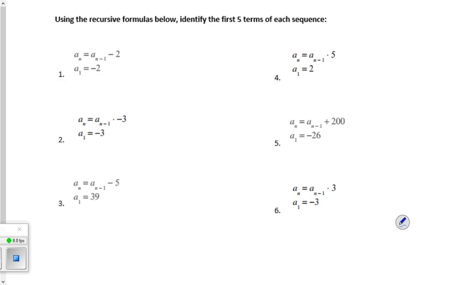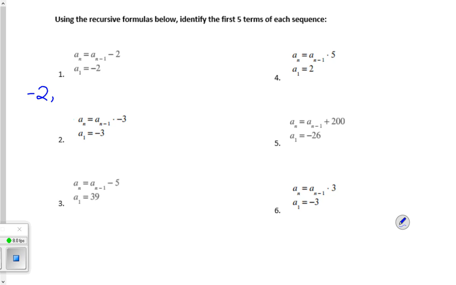So here's what recursive formulas should actually look like. We didn't get into this yesterday just because I didn't think it was necessary. But now you can see that when you're trying to create a sequence, you at least need the first term, or maybe even the 4th or the 5th or something, in order to figure out the rest of the sequence terms. So looking at number 1, it says our rule is a sub n equals a sub n minus 1 minus 2. And it says that a sub 1 is negative 2. So they've given me the first term as negative 2.